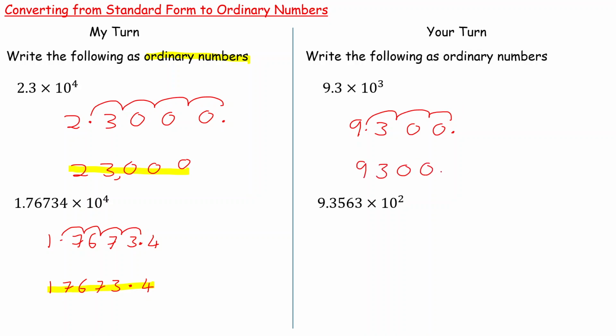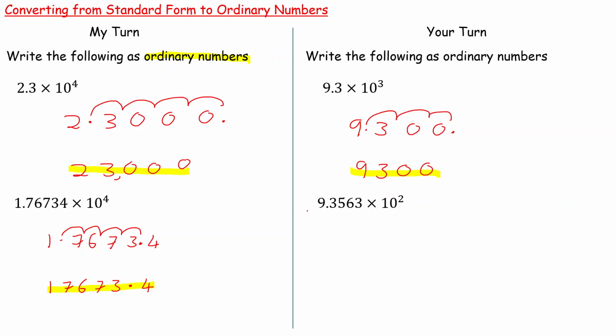If you wanted to, you could write 0.0. Again, you don't need to at all, because these two things mean exactly the same thing. So 9,300 is your answer. So again, 9.3 times 10 to the power of 3 has exactly the same value as 9,300, just this one is written as an ordinary number.